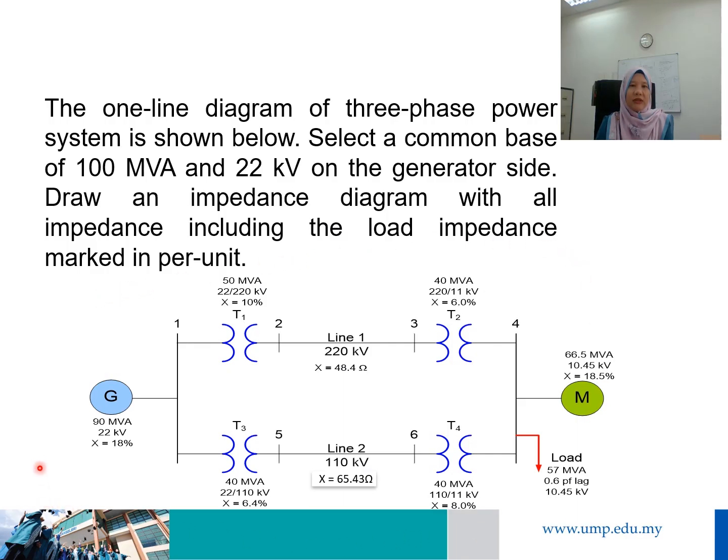The figure shows a single line diagram of a three-phase power system. Select a common base of 100 MVA and 22 kV for the base voltage on the generator side. Draw the impedance diagram with all impedances, including the load impedance, marked in per unit.